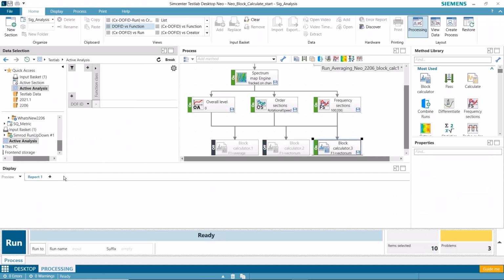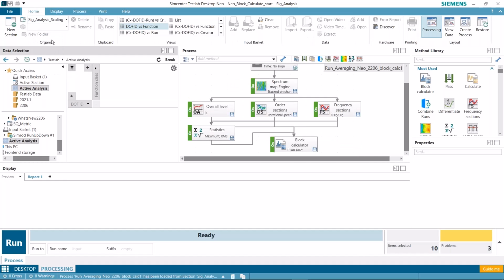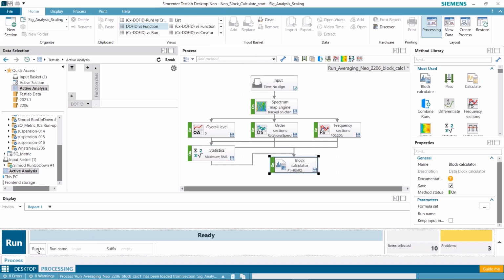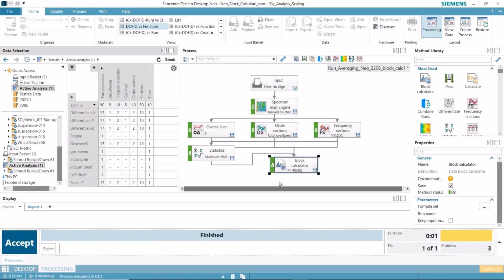So if I want to show another section here, if I go to signature analysis scaling, this is where I'll show the scaling. Here I have a very similar process, but now I'm calculating statistics. I'm taking the overall level, the order sections, and the frequency sections, and calculating statistics. And I'm going to feed that to the block calculate method. So I do run 2 here.